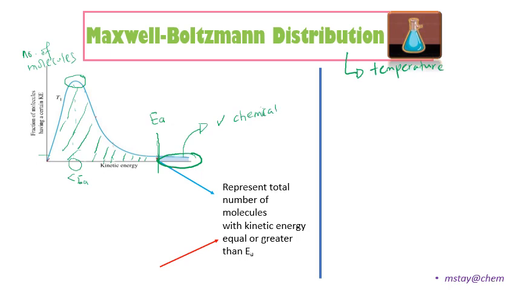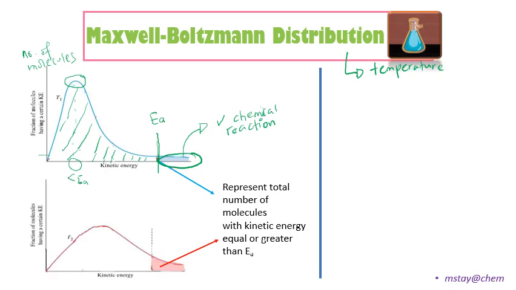But again, don't forget, they only fulfill the first requirement. There is another requirement, which is that the molecules must collide with the correct orientation. However, in this Maxwell Boltzmann distribution, we only focus on the factor of temperature, which means we only focus on the activation energy. So now I will show you another graph.